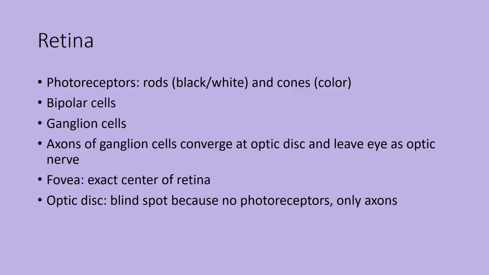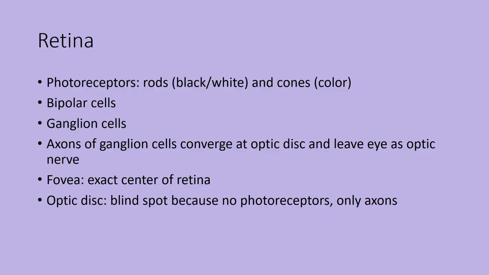The retina, as I said, contains the photoreceptors. There's two types. There's rods and cones. The rods allow you to see in black and white. They also are much more sensitive in very dim light, which is why when it's dark, it's easier to see those black and white features than you can in color. The cones allow you to see in color. There's actually three different types of cones. They are more sensitive in nice bright light.